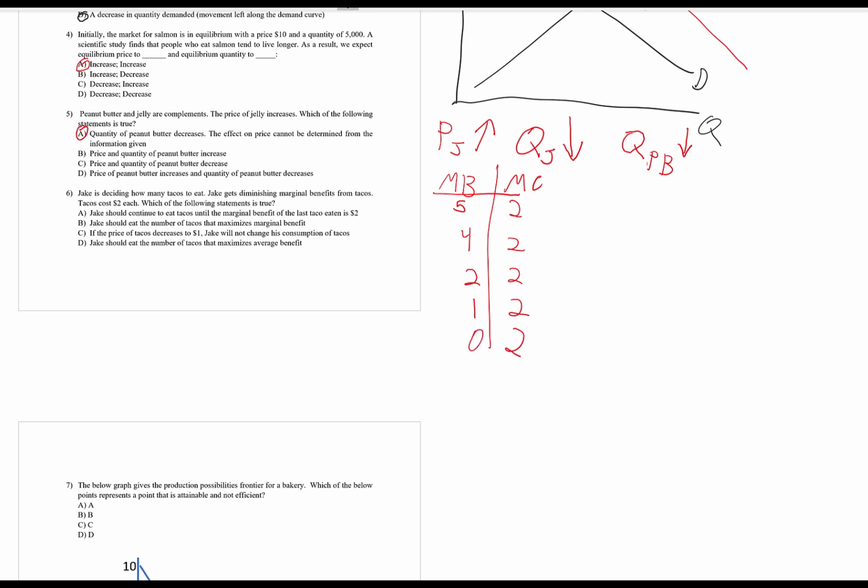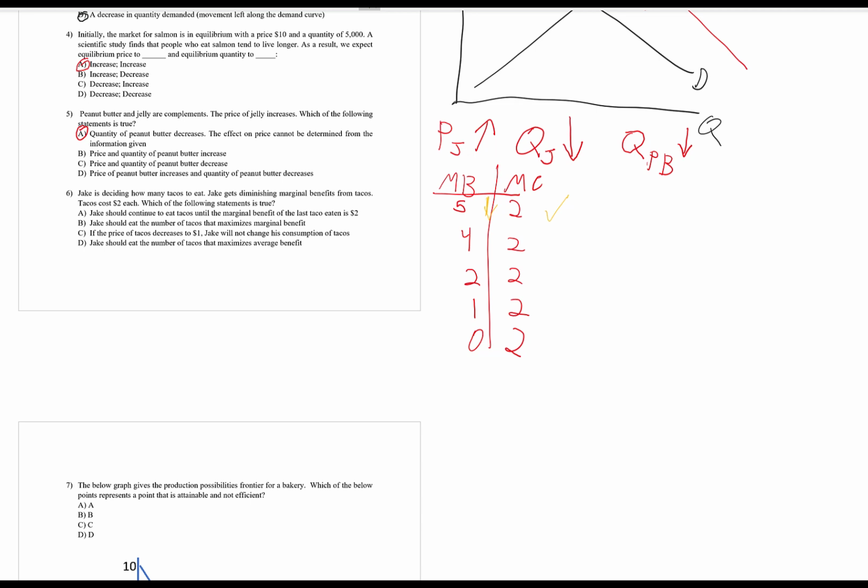So the first taco gives him $5 in marginal benefit. Second was 4, and so on. Well, when's he going to eat? Well, he's going to consider each taco. So that's thinking on the margin. So do I want one more taco? So he starts off. Do I want to have this first taco? Yes. Benefit of 5 is greater than a cost of 2.